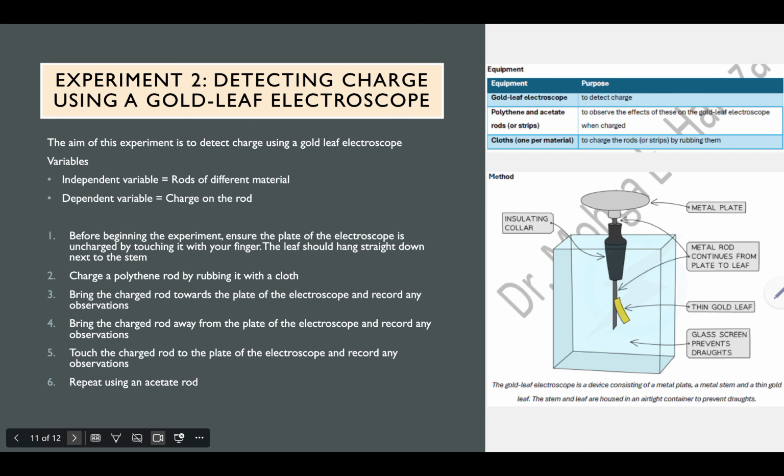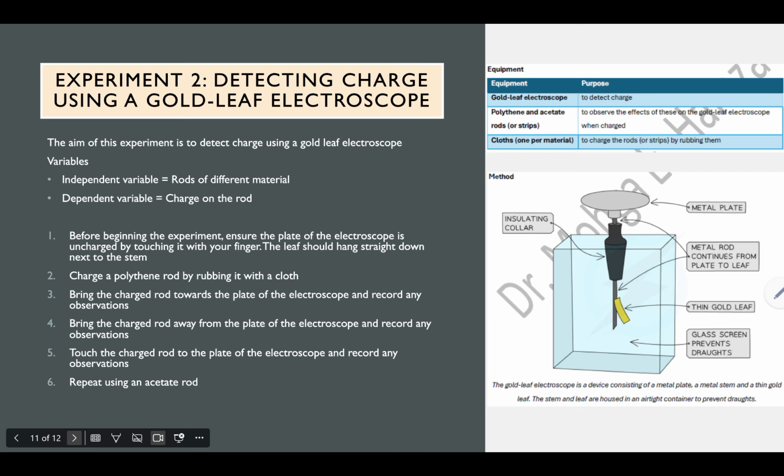Here's another experiment, detecting charge using a gold leaf electroscope. The independent variable will be rods of different materials, and the dependent will be the charge on the rod. First, I'll start by ensuring that the plate of the electroscope is uncharged by touching it with your finger, so any charge would move to you. The leaf should hang straight down next to the stem.